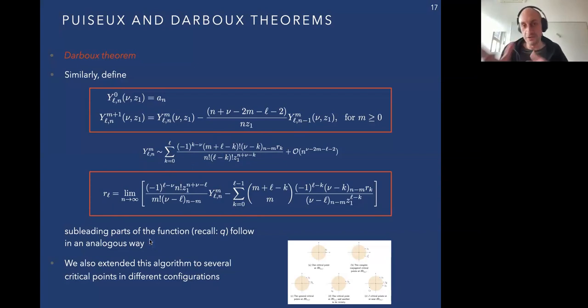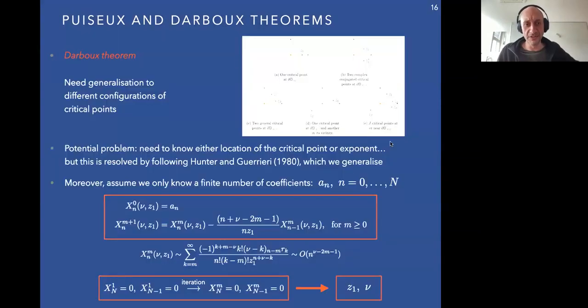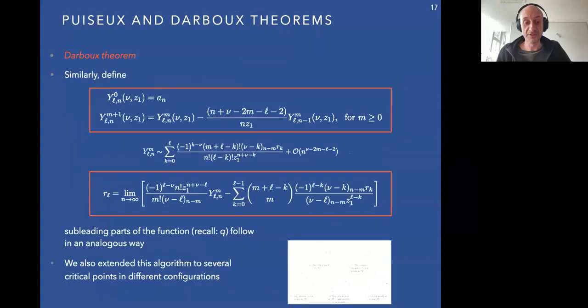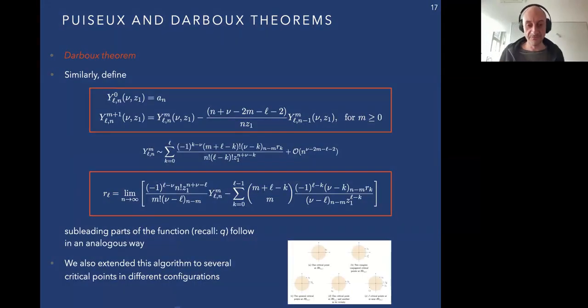All right. So what we also did in this paper was to extend this algorithm. It becomes more and more complicated because I was only showing you so far what happens when you have one critical point, which is not actually what we want. So we also extended this Hunter-Guerrieri style algorithm to any number of critical points.